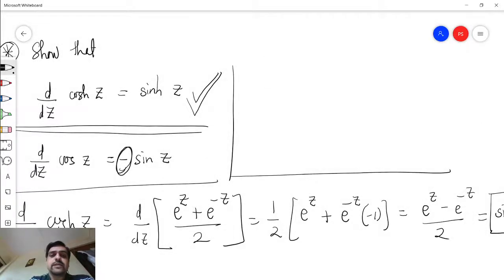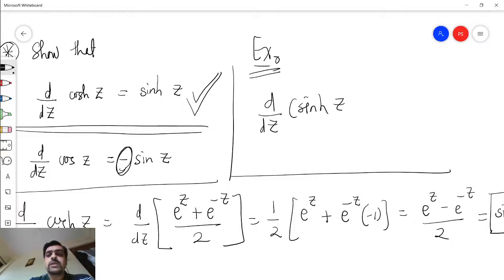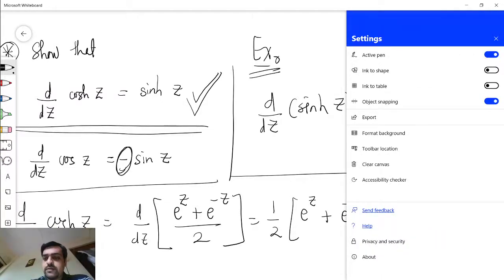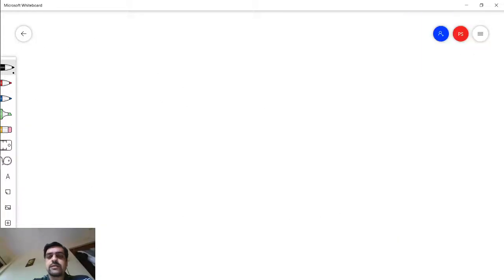So yes, the derivative of cosh z is sinh z. As a part of exercise, we can try finding out the derivative of sinh z. So this can be taken as an exercise. So let us clear the canvas.